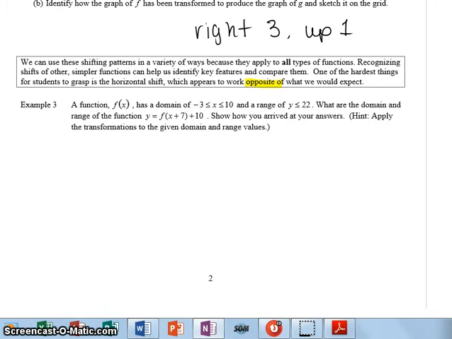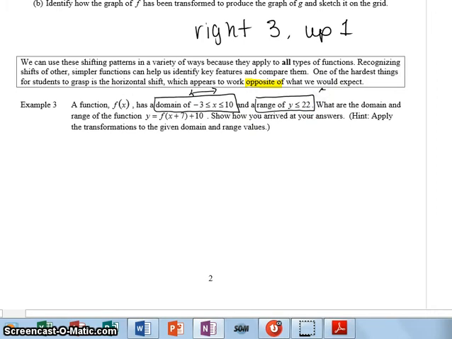Okay, now this is talking about domain and range. Right here, it's talking about the domain being from -3 to +10. Domain is your x, your left and your right, okay? And then it talks about the range being y greater than or equal to 22, and that's your up and down. Now you have this new function, and in your head you're going to say that it is moving left 7, up 10. The left 7 affects your x, which is your domain. The up 10 affects your y, which is your range.